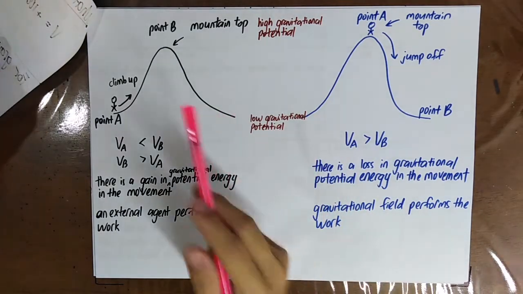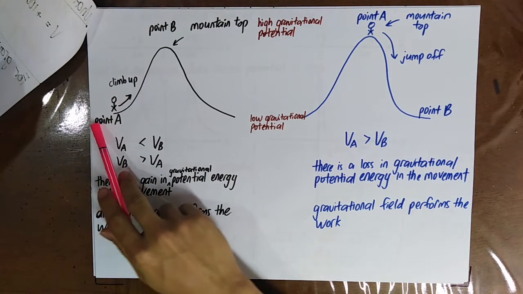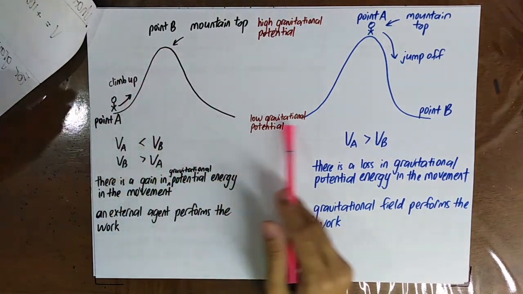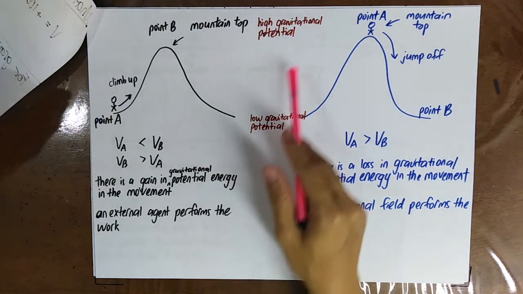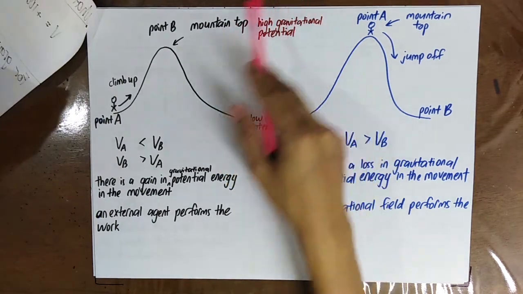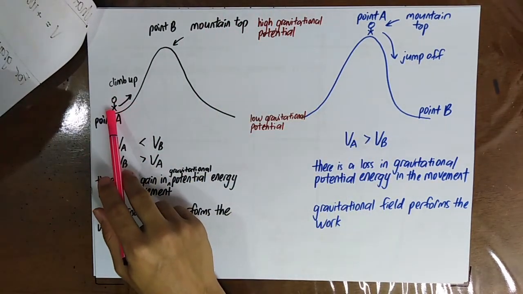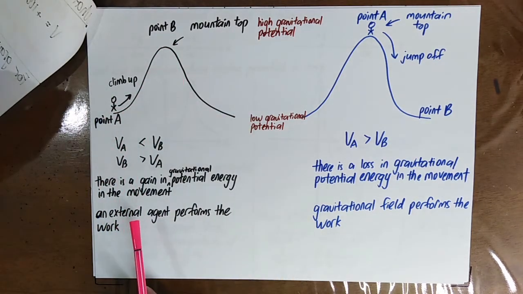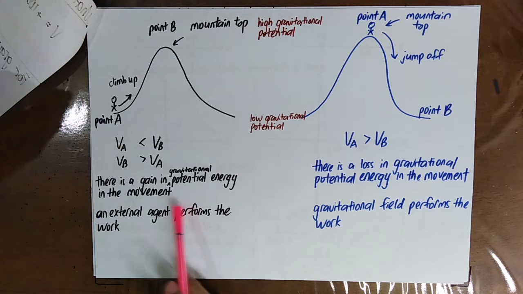Okay, now let's say you are here and then you want to climb up the mountain. So you want to move from a region of low gravitational potential to a region of high gravitational potential. You have to use your energy to climb up the mountain, right? So you are performing the work so that there is a gain in the gravitational potential energy in the movement.